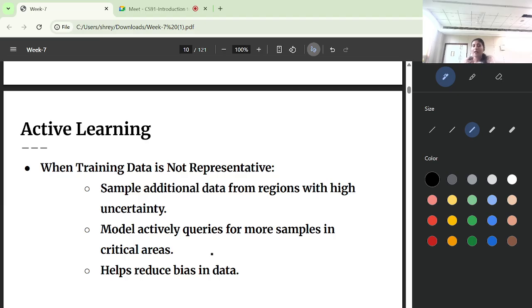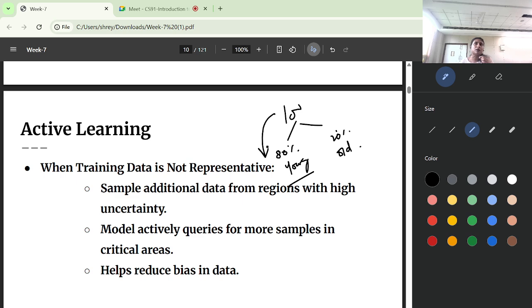Active learning says that when your data is not representative, maybe you have unbalanced data. Let's say you have 100 samples. Out of 100 samples, 80 samples belong to young people and 20 samples belong to old people, and you are creating an age detection model. This data is not representative of the whole population, right? And because your data is 80% young people, your model will be biased towards this side, right? So active learning says to add additional data from regions with high uncertainty. If you have this type of situation, we can work towards active learning.